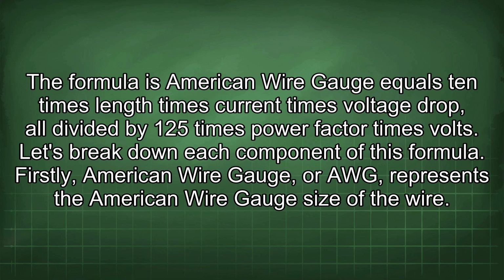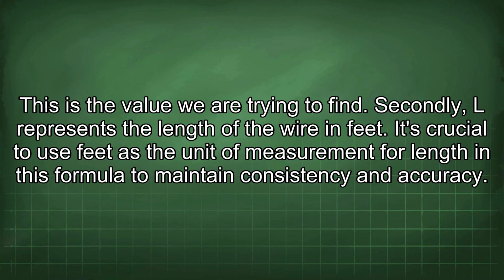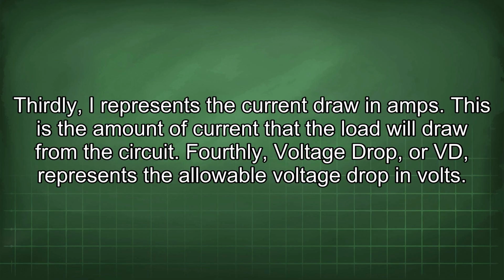Let's break down each component of this formula. Firstly, American wire gauge, or AWG, represents the American wire gauge size of the wire. This is the value we are trying to find. Secondly, L represents the length of the wire in feet. It's crucial to use feet as the unit of measurement for length in this formula to maintain consistency and accuracy. Thirdly, I represents the current draw in amps. This is the amount of current that the load will draw from the circuit.